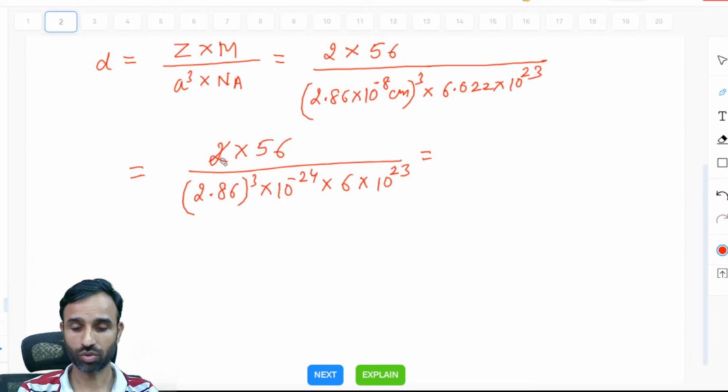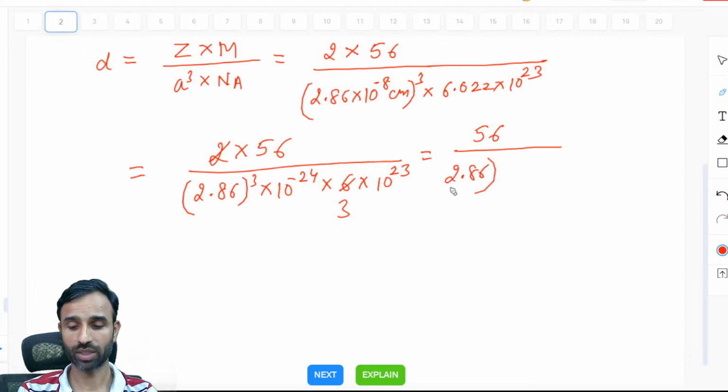तो 2 और ये हो गया 3, है ना, और ऊपर है 56 और नीचे क्या आया 3. 2.86 क्यूब इंटू 3 इंटू 10 रेज्ड पर माइनस 1.